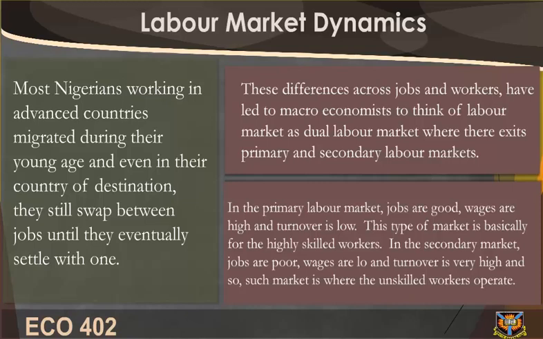In the primary labor market, jobs are good, wages are high, and turnover is low. This type of market is basically for the high-skilled workers. In the secondary market, jobs are poor, wages are low, and turnover is very high, and so such market is where the unskilled workers operate.